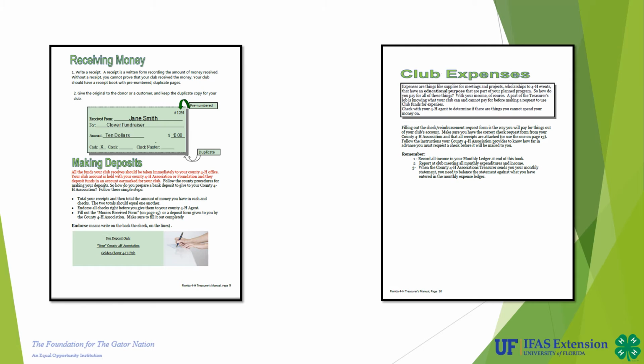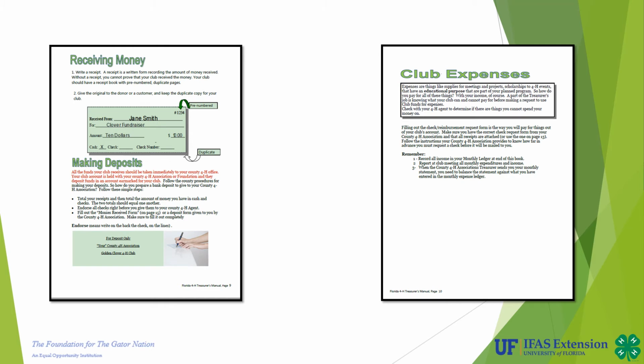While you probably will not be making deposits yourself, you should know how to make a deposit. When making a deposit, the total of your receipts should equal the money you have. All deposits should be taken to the 4-H office as soon as possible with a money received form. This can be found on page 15. Many club leaders will do deposits themselves, but you should offer to help your leader with the process.